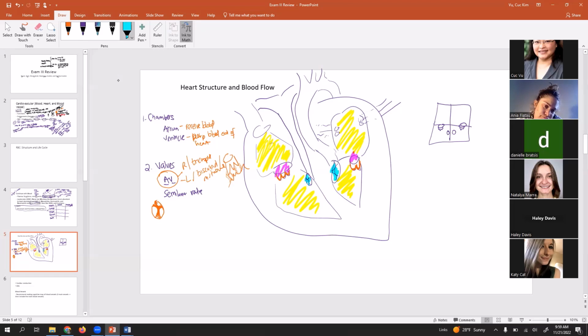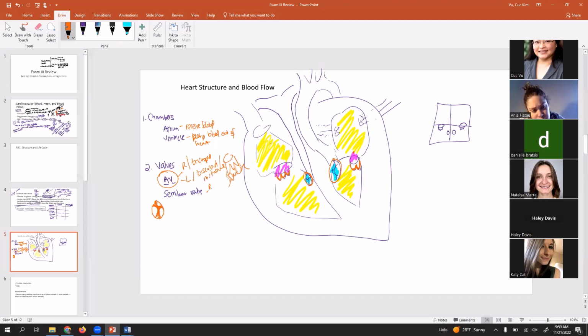Okay, so let's do the one on the right. This semilunar valve right here. Pulmonary. Why? Because it goes to the lungs. Beautiful. How about this one? Aortic. Very good. That's how you name it, based on what it's connected to.